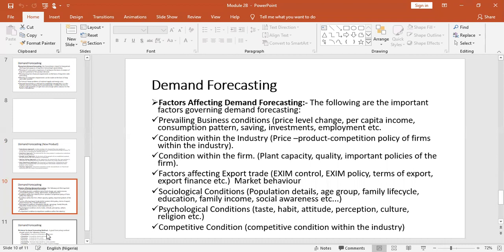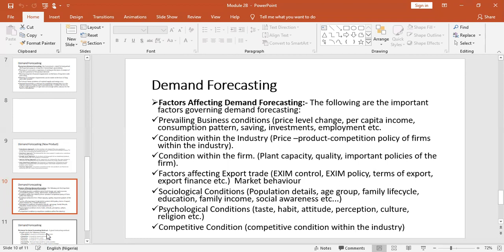Conditions within the industry: price, product, competition, policy of firms within the industry. How competitive firms are operating in the industry. How can I enter? Just like if you take for instance the telephone companies. If any new GSM company is coming in, it is interested in knowing the kind of price being charged for the services, the product being offered to consumers, the level of competition, and how policies are controlling competition in the industry and all that.